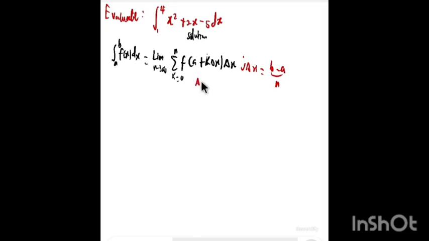So we could say change in x is equal to b minus a over n, that is 4 minus 1 over n, which is equal to 3 over n. So that is change in x. Then we can also find our f of a plus k dx. This is going to be equal to, a is 1, so we have f of 1 plus k dx, which is 3 over n. So this is equal to f of 1 plus 3k over n.